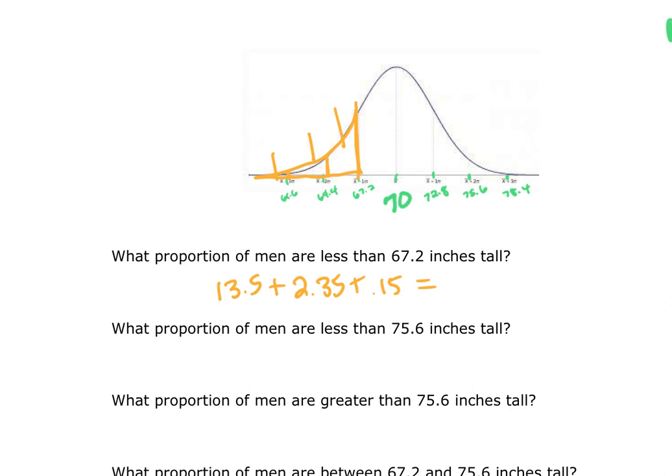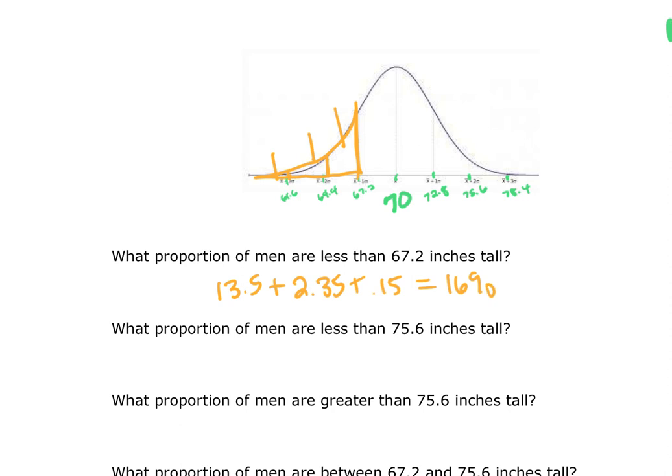What does that give us? 13.5 plus 2.35 plus 0.15, it's just 16. Yes, it is just 16, isn't it? So 16%. Oh, we're so good at it.